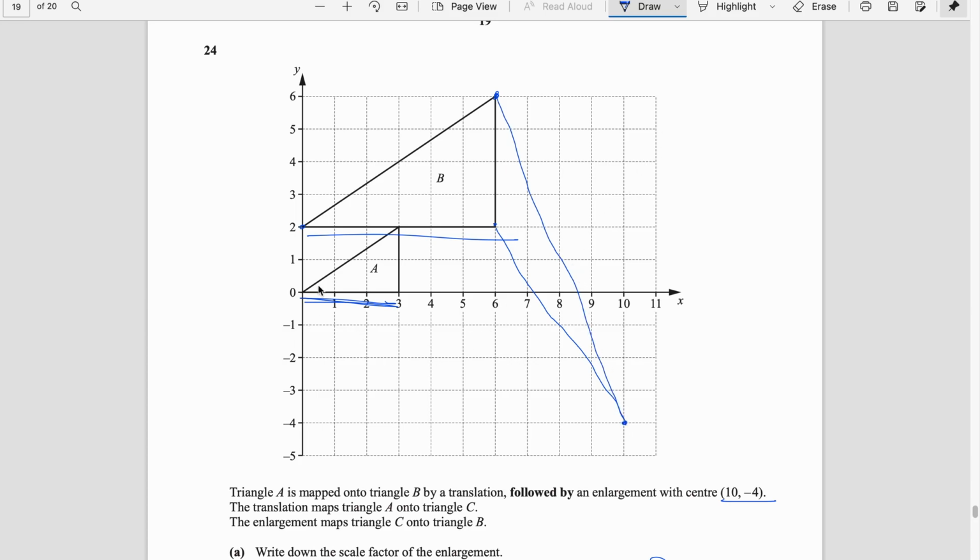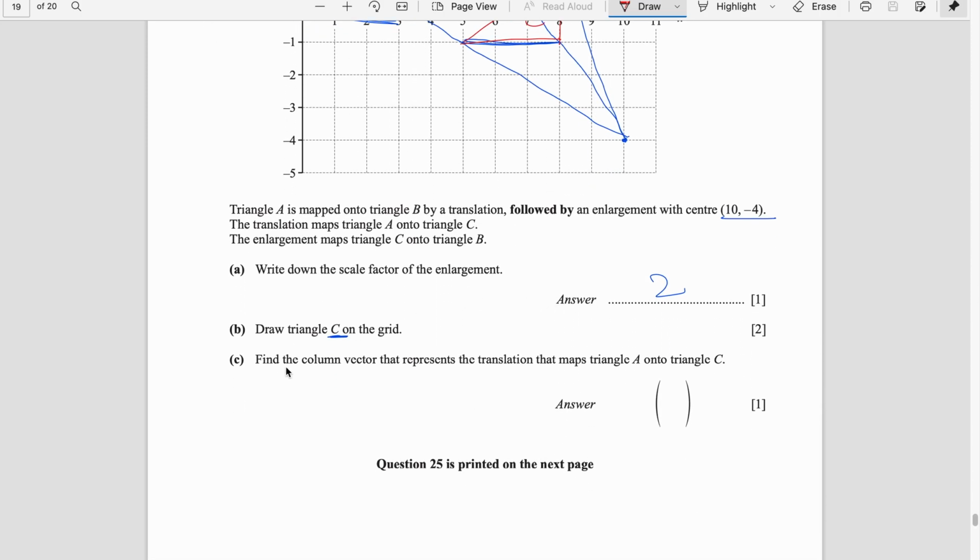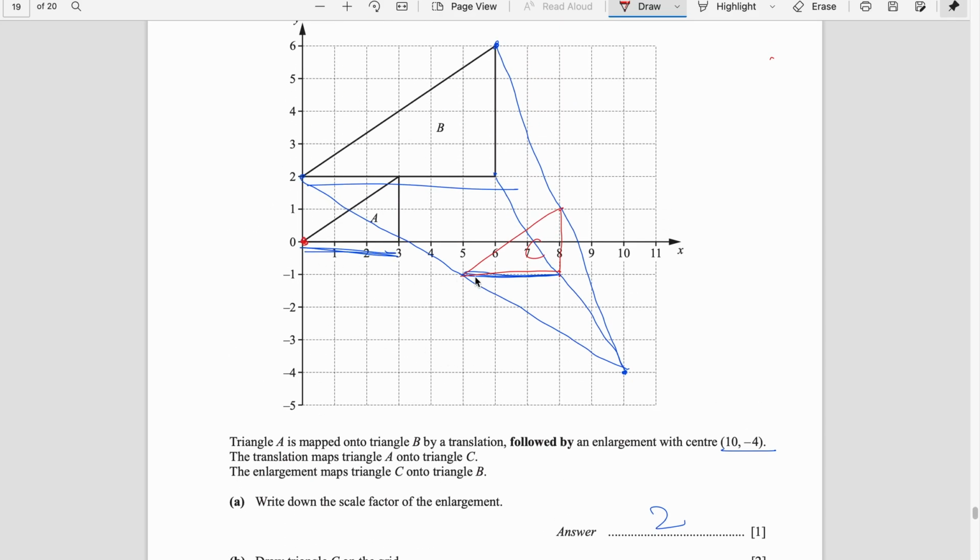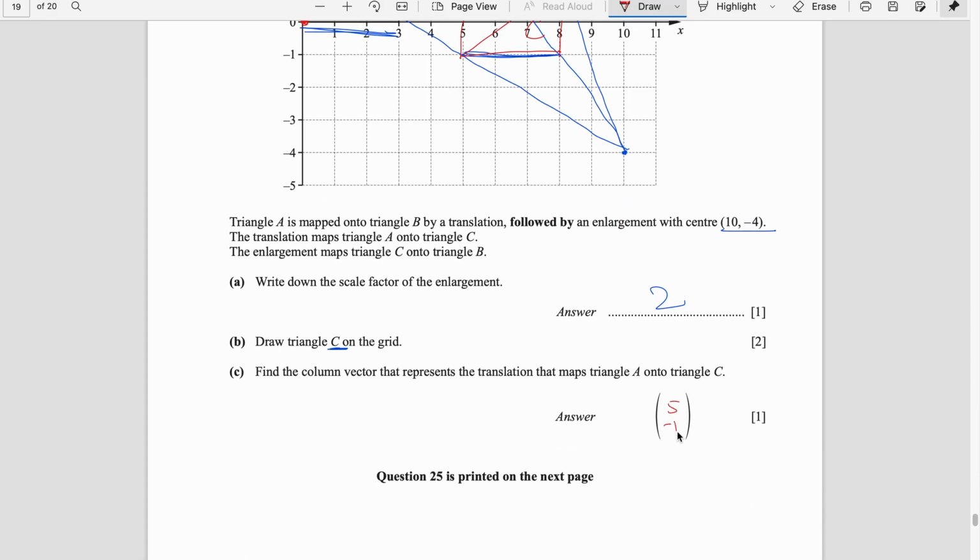And the third line, this. Okay, now see, these are three boxes. Where can we fit these? These are not three, these are not three, and this is where it exactly fits. This is three boxes and two lines upwards, so this is your triangle C. Find the column vector that represents the translation. So if we move from this point to this, x is 5 and y is minus 1. 5, minus 1.